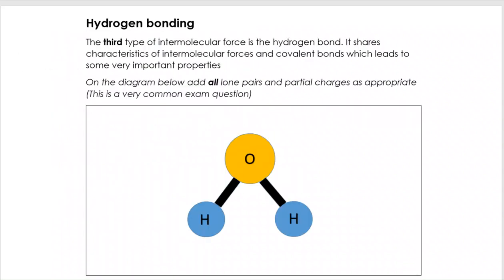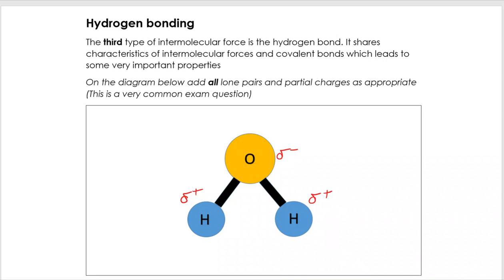So we move on to the third and final type of intermolecular force, and that's hydrogen bonding. So sketch this out and add on all of the lone pairs and all of the partial charges. Okay, now what you can hopefully see is we've got a delta negative oxygen and a delta positive hydrogen. But the question asked for all of the partial charges to be added. So we're going to add a delta positive on this hydrogen as well. And we also need to include all lone pairs.